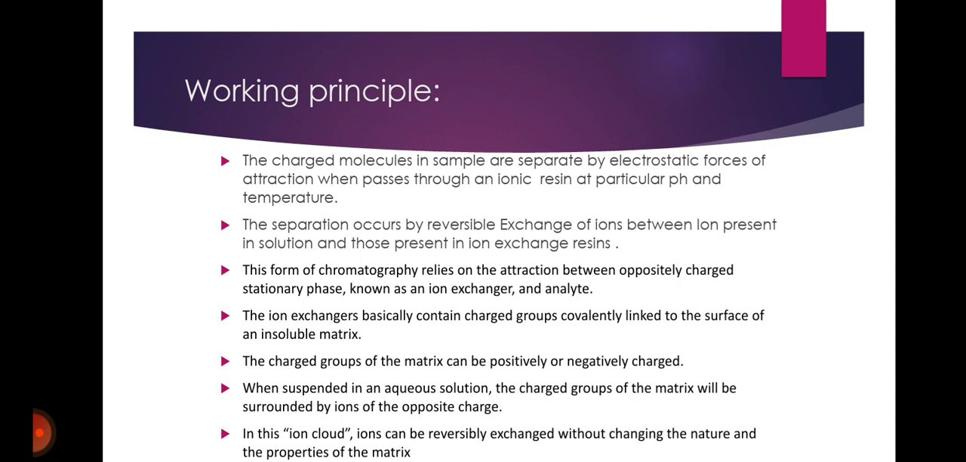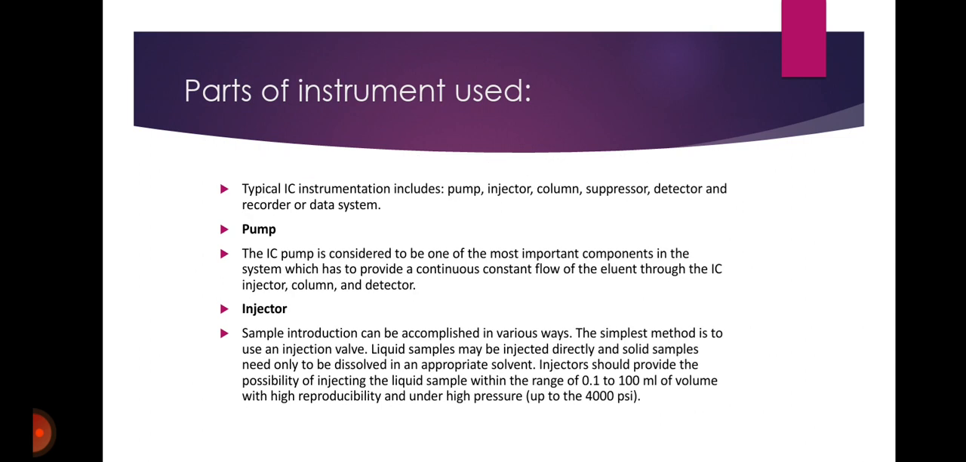This form of chromatography relies on the attraction between an oppositely charged stationary phase, known as an ion exchanger, and the analyte. The ion exchanger basically contains charged groups covalently linked to the surface of an insoluble matrix. The charged groups of the matrix can be positively or negatively charged. When suspended in an aqueous solution, the charged groups of the matrix will be surrounded by ions of opposite charge. This is how it works. In this ion cloud, ions can be reversibly exchanged without changing the nature or property of the matrix.